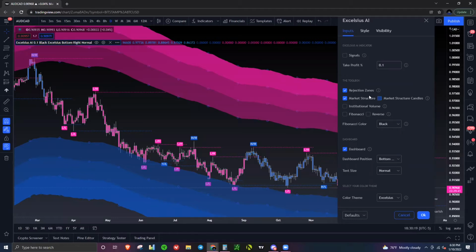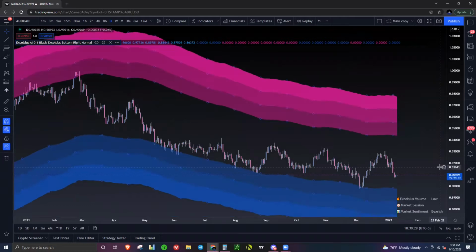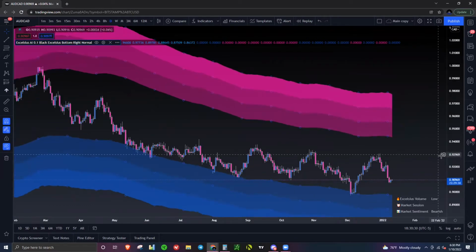Starting off with the rejection zones here. The rejection zones are a tool that we implemented in Excelsius that ultimately helps you identify the highs and lows of market structure. They give indications of where you can expect tops and bottoms, and more importantly, expect deceleration and exhaustion within price.